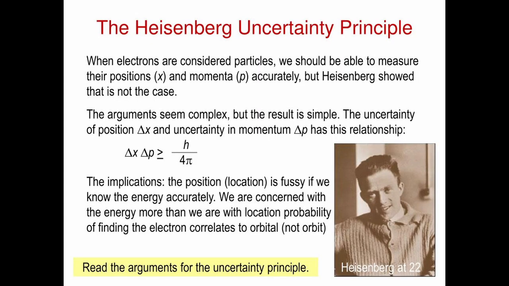Werner Heisenberg, a German physicist, in 1927 stated the uncertainty principle, which is a consequence of the dual behavior of matter and radiation. It states that it is impossible to determine simultaneously the exact position and exact momentum of an electron.